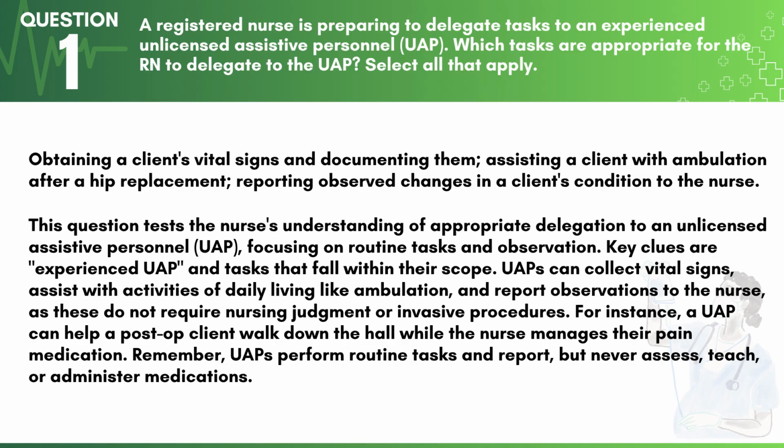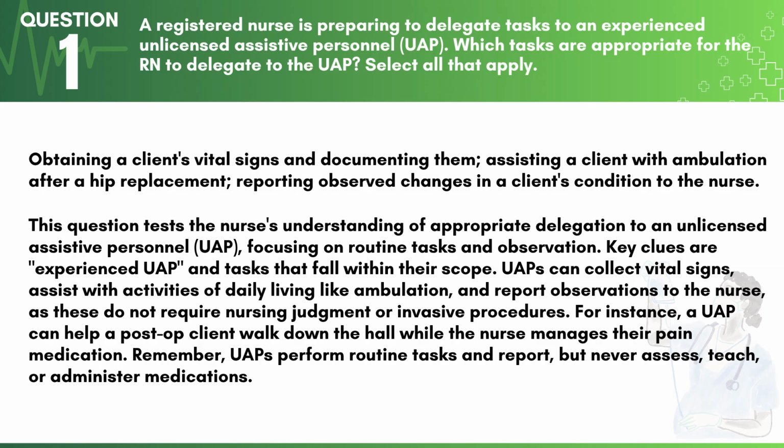Answer. Obtaining a client's vital signs and documenting them, assisting a client with ambulation after a hip replacement, reporting observed changes in a client's condition to the nurse. This question tests the nurse's understanding of appropriate delegation to an unlicensed assistive personnel, UAP, focusing on routine tasks and observation. Key clues are experienced UAP and tasks that fall within their scope.